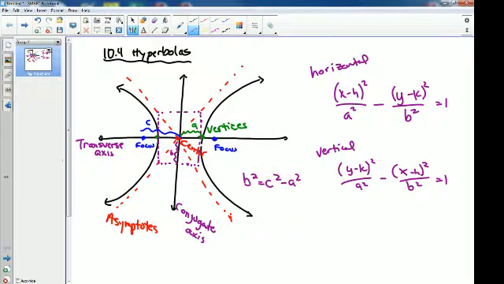How do you know if it's vertical? The a. So I'll show you an example. The a will be bigger. The bigger number will be positive and it will be under the y. Right? So this term will be bigger if it's vertical.